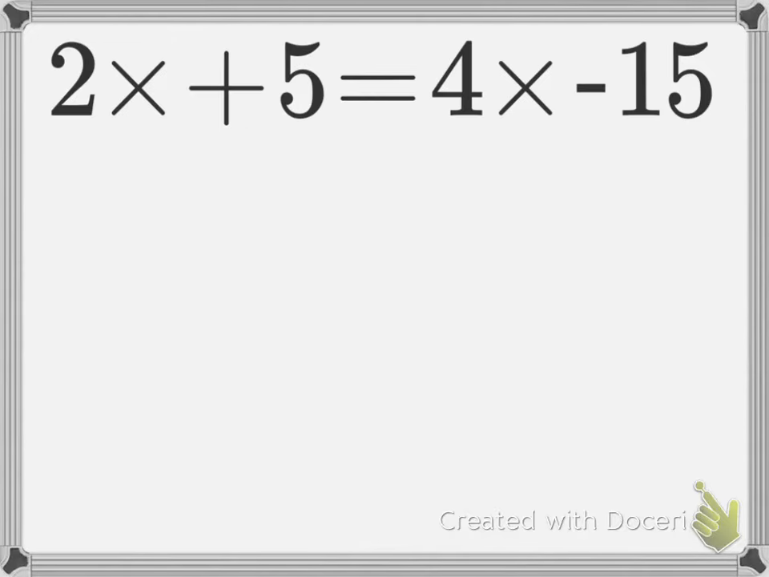By the way, this is called an equation because it has an equal sign. Okay, so hence the name equation. This is not an expression. And the variable that we have in this equation is x, and we want to solve for x. So we have 2x plus 5 equals 4x minus 15.